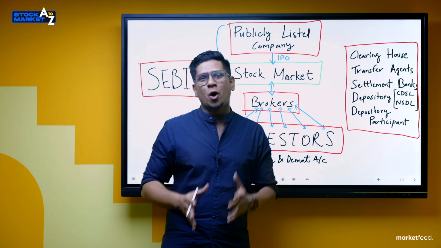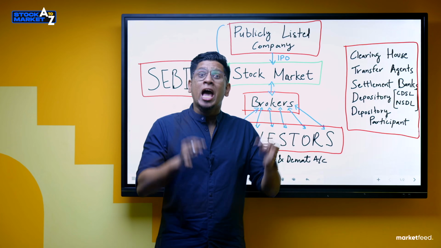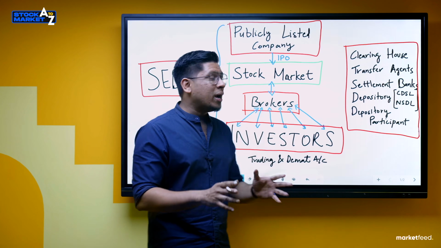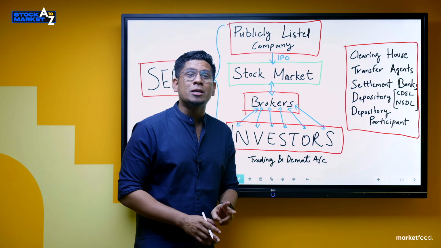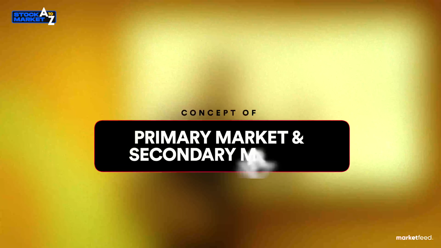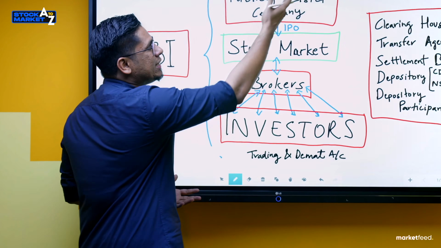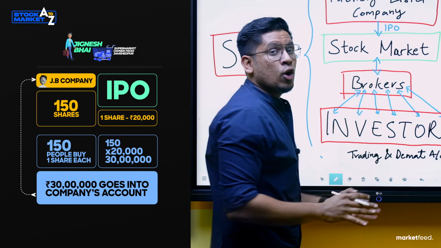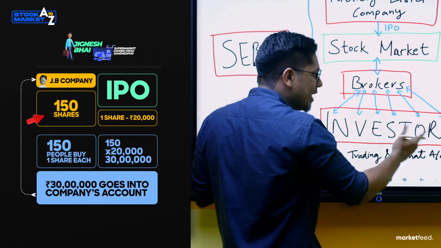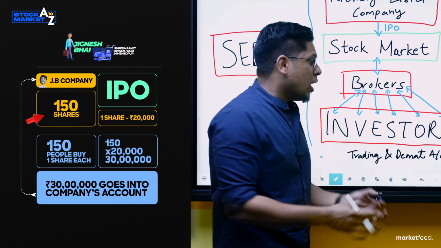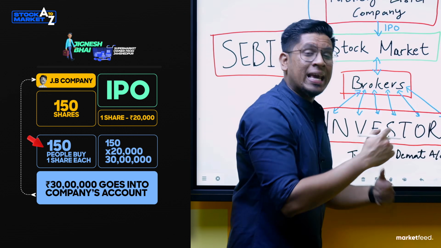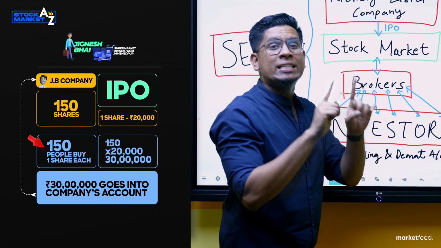If you have understood so much, before moving ahead and understanding how the stock market works, we have to understand two more basic concepts: the primary market and the secondary market. Okay, let's get back into the story. When Jignesh Bhai did the IPO, he offered 150 shares to investors, right? Let's take an example of 150 different individuals investing or buying one share each.